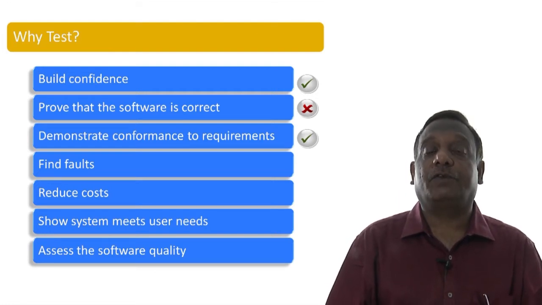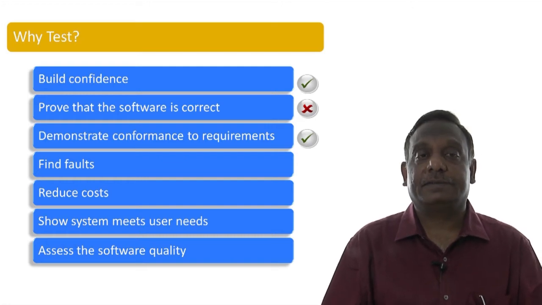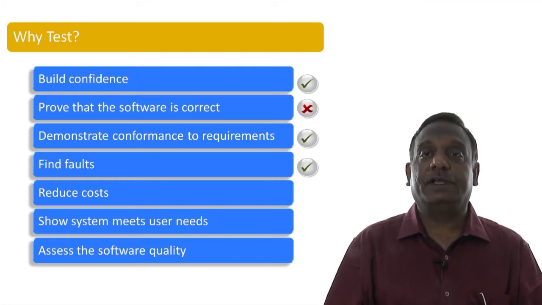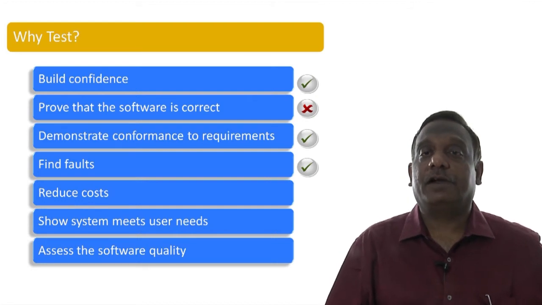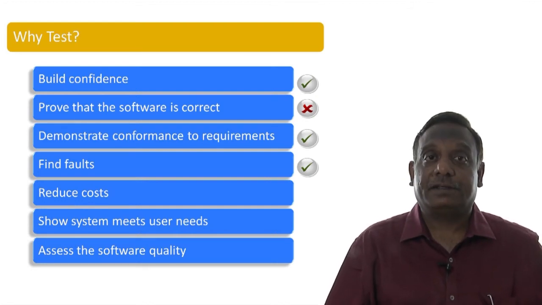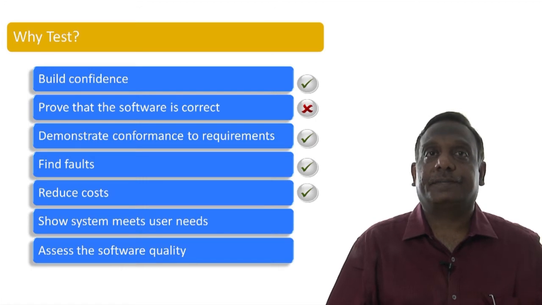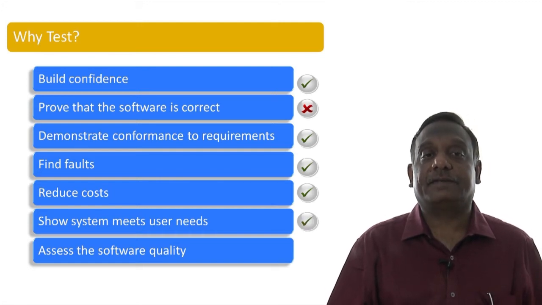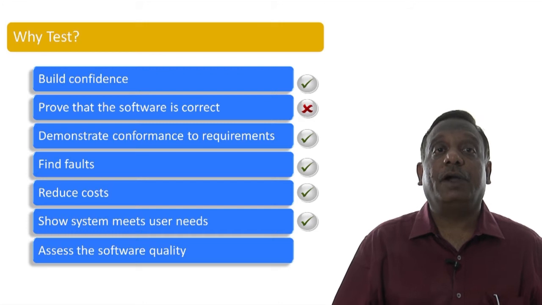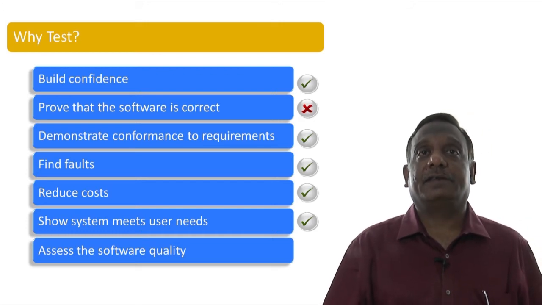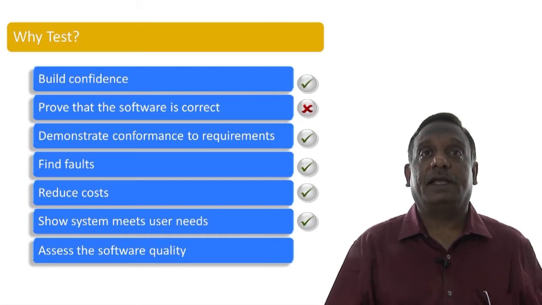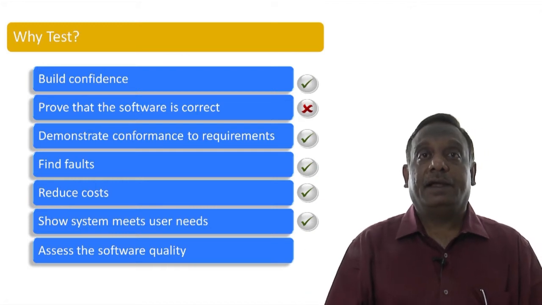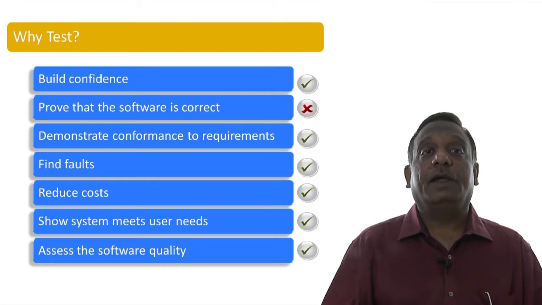Why do we test? The fourth point is find faults. Yes or no? Yes, we test to find faults. And also we test to reduce costs. The next point: show the system meets user needs. Yes. And the last point: to assess the software quality. At the end of testing, I should be able to say whether it can be released or not. So that is why we do testing.